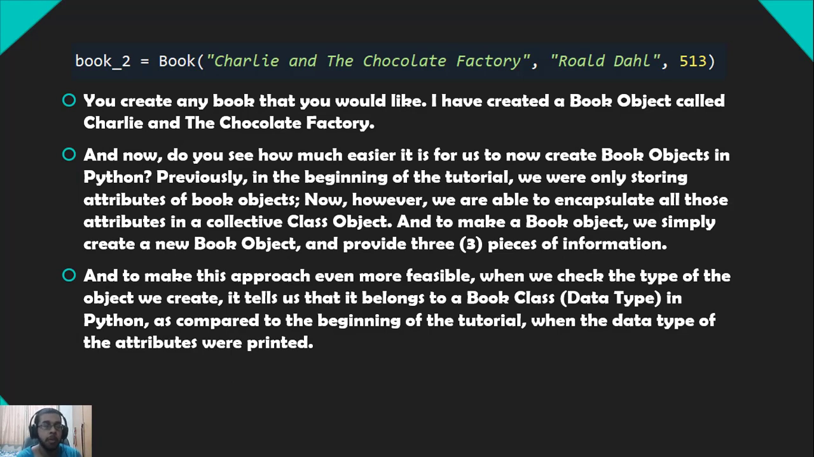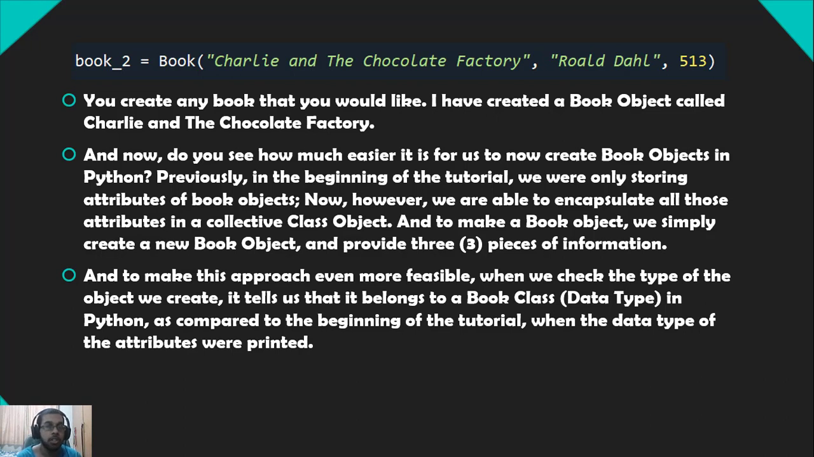book2 is equals to Book, Charlie and the Chocolate Factory, comma, Roald Dahl, comma, 513. You create any book that you like. I have created a book object called Charlie and the Chocolate Factory. And now, do you see how much easier it is for us to now create book objects in Python?